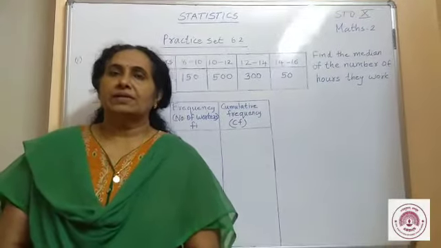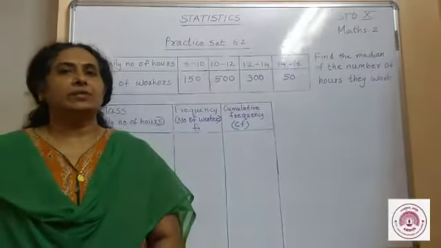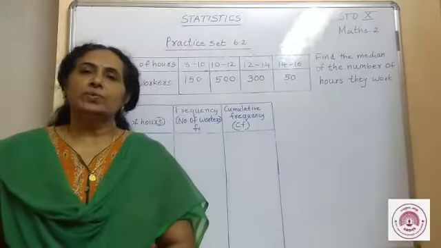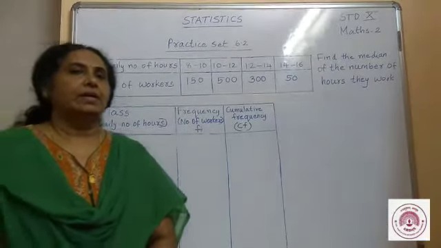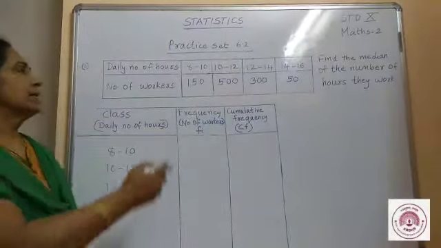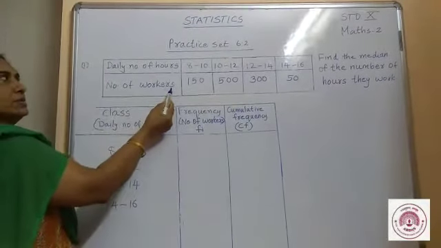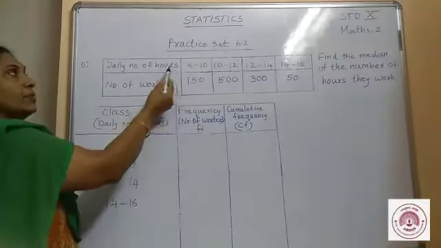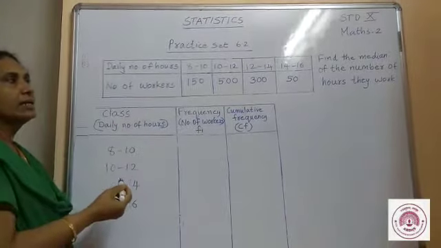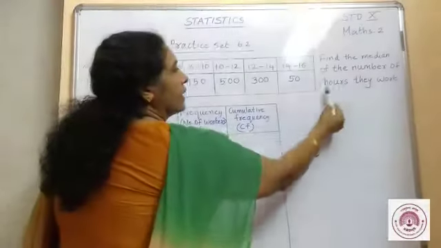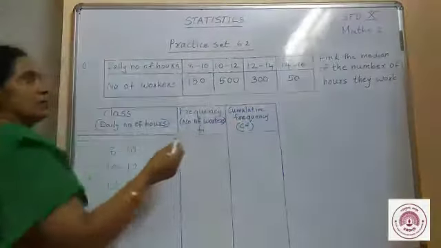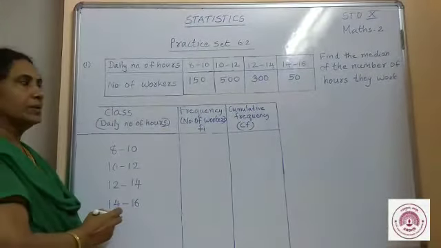Now, let us understand how to find out the median of a grouped frequency distribution with the help of an example. Here, the given table shows the classification of the number of workers and the daily number of hours they work in a software company. Find the median of the number of hours they work. So here we have to find out the median.